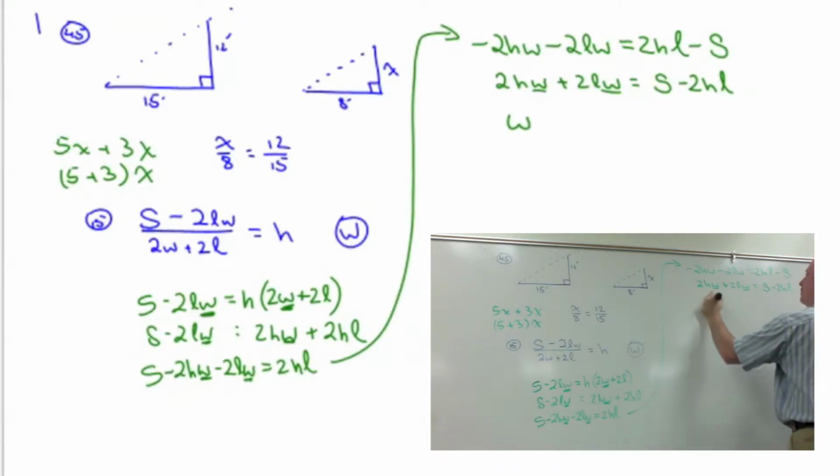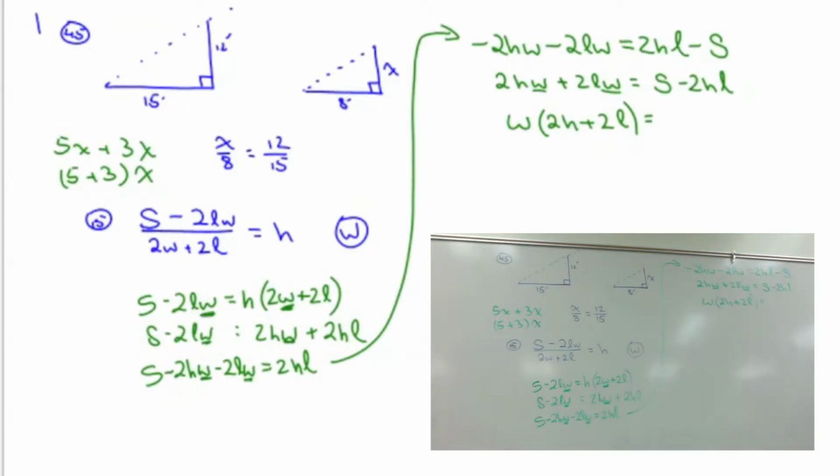So if you kick out the w, left behind is 2h plus 2l. You have to recognize it. You have to go, oh, they both have a w. Let's kick it out, because that's what you're trying to solve for. And when you kick it out, you get one w, which is very nice. And then you're going to divide that across. So you get w is equal to s minus 2hl divided by 2h plus 2l. Yay!